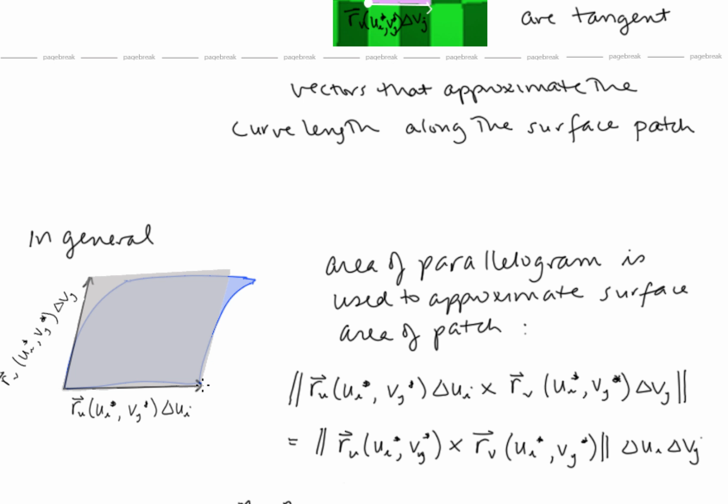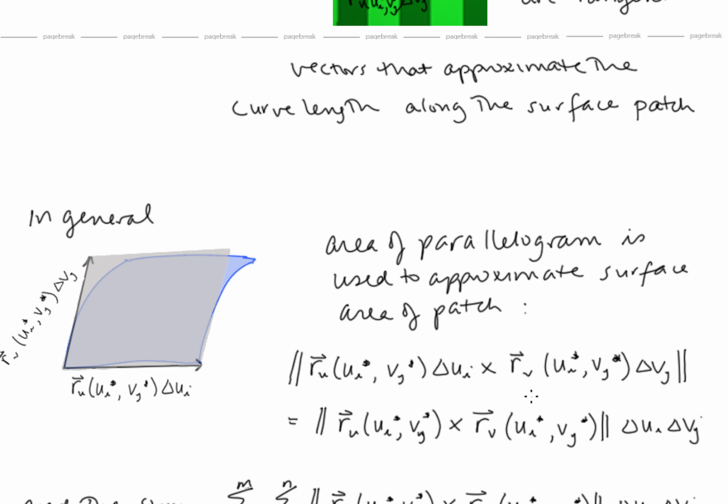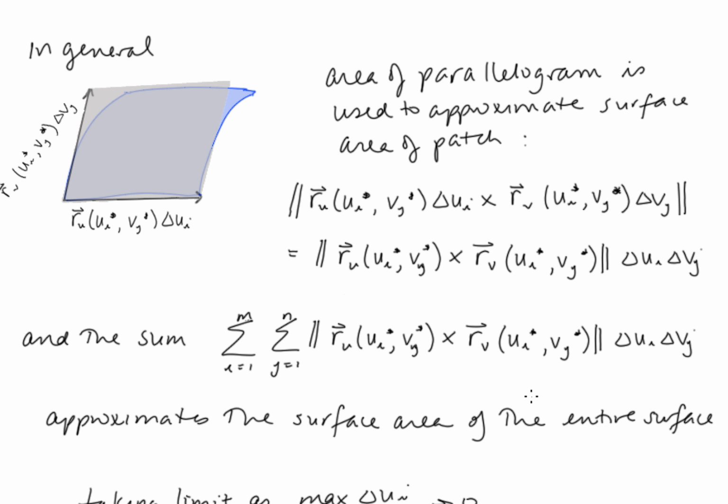So how can we find the area of a parallelogram described by vectors for its two adjacent sides? We use the cross product. We know that the magnitude of the cross product of the two vectors will give us the area of that parallelogram. So we want to take the cross product of r sub u at our evaluation point multiplied by delta u i and r sub v at our evaluation point multiplied by delta v j, and take the magnitude of that vector.